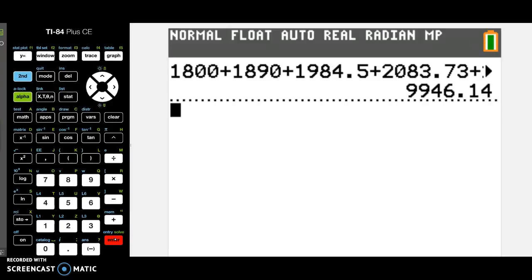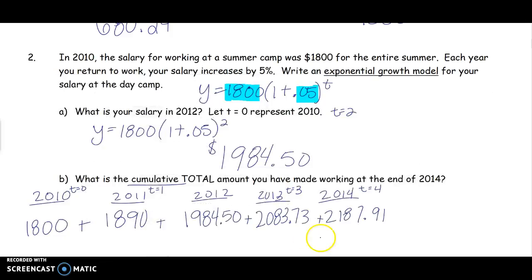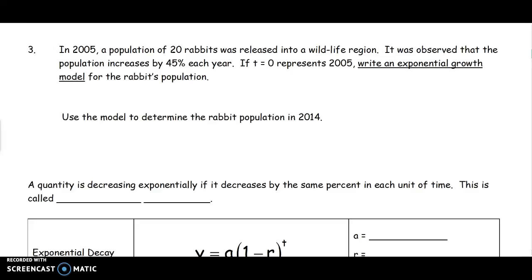So here we go. That means you made $9,946.14 over the 5 years you worked at the camp. So that's what it means for cumulative total. So let's try another one.